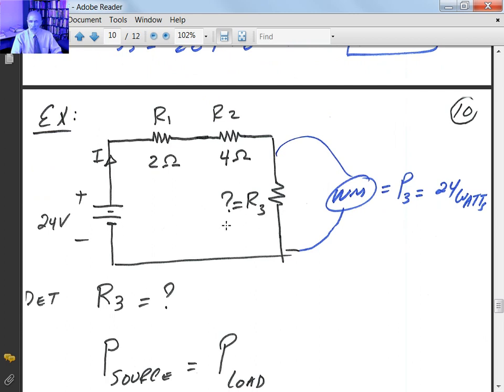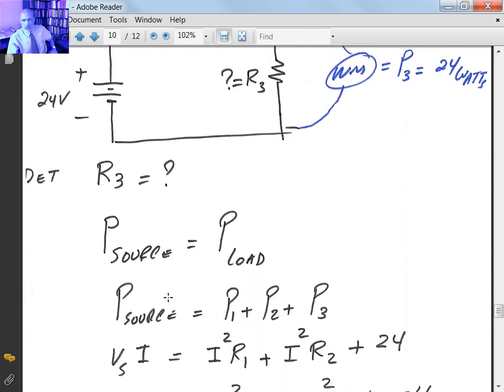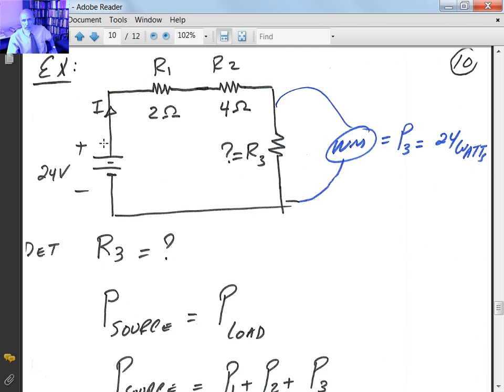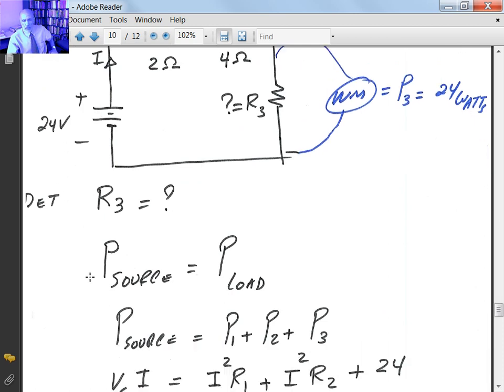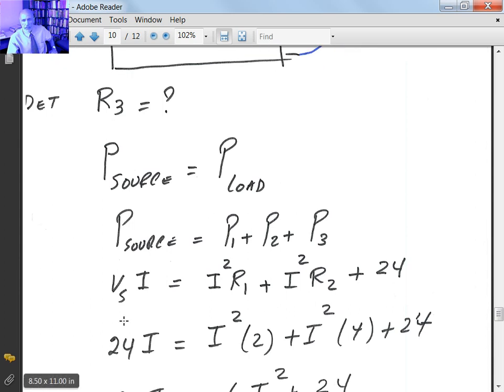Since the power is given here, we need to look at the power of the input. Power of the source is equal to power of the load. Whatever the source is putting in has to be dissipated inside those 3 resistors. So P of the source is equal to P1 plus P2 plus P3. The power for the source is V of S times the current I, and V of S is 24 times I.